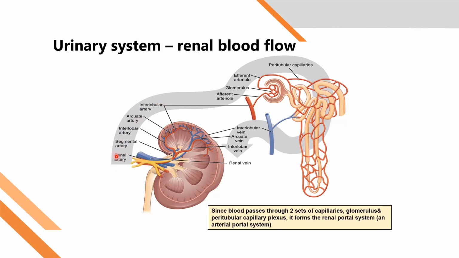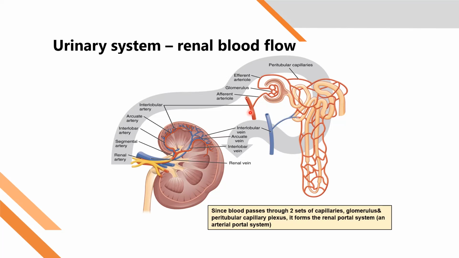Blood coming out from the renal artery goes to the segmental artery, then the interlobar artery, and then the arcuate artery. From the arcuate artery, it branches out to the interlobular artery. This is the interlobular artery that gives off the afferent arteriole that forms part of the glomerulus. This is the renal corpuscle, the part that filters urine. I think you will learn this more in the histology of the renal system, okay.